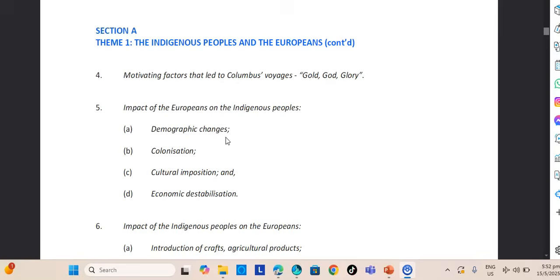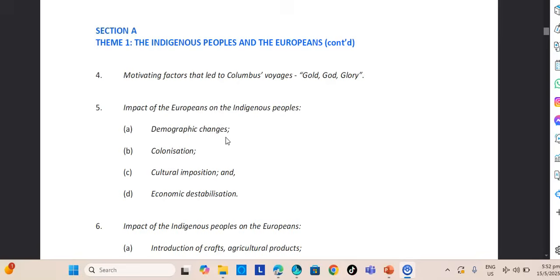The indigenous people had no immunity, leading to widespread epidemics. Another cause of the decline was violence and warfare. Many were killed during conquest, uprising, and as punishment for resistance. Another cause of decline was enslavement and forced labor.